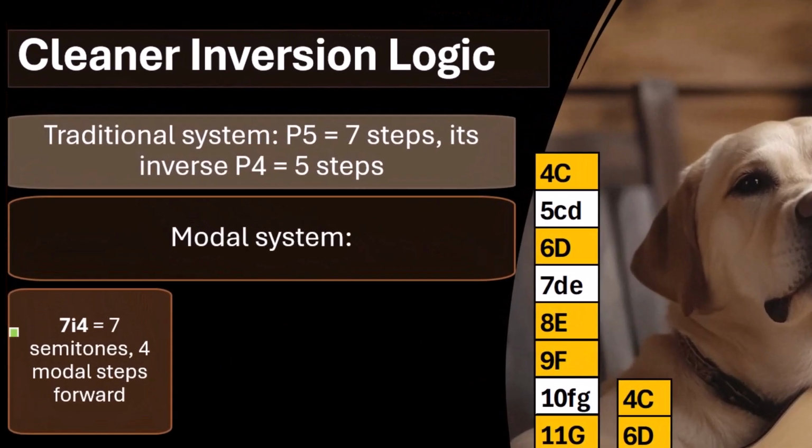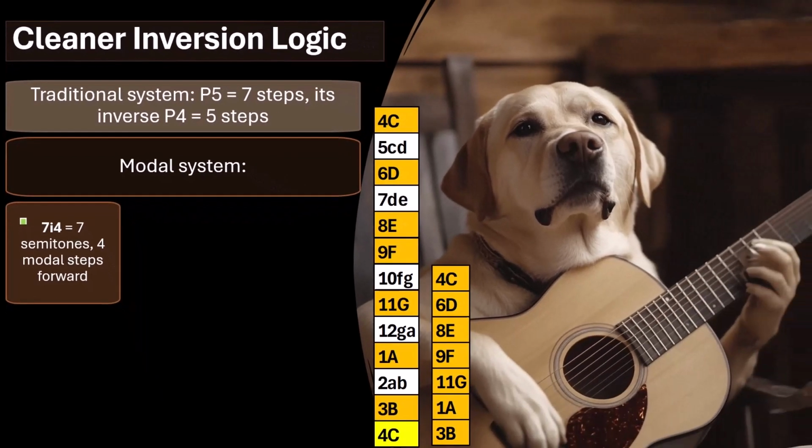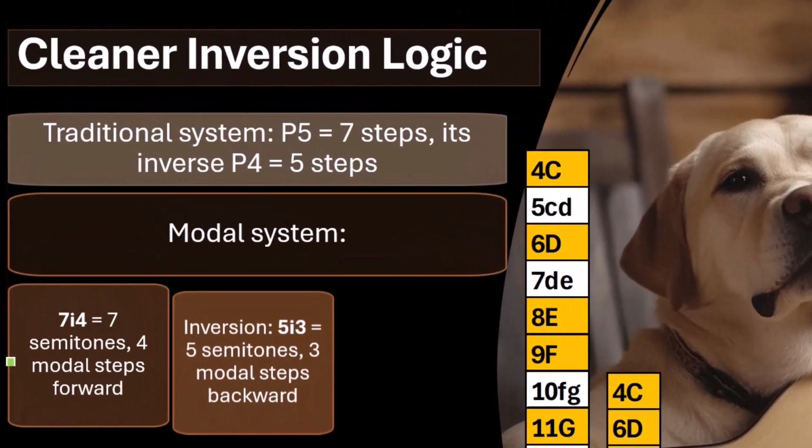But if I had a 7i4, which is 7 semitones away from the Ionian node, and 4 modal steps forward, which would be the 5th scale degree, it tells you the 7 up front. That's 7 semitones, and it's 4 modal steps forward, which would be the 5th scale degree. The scale degree is always off by 1.